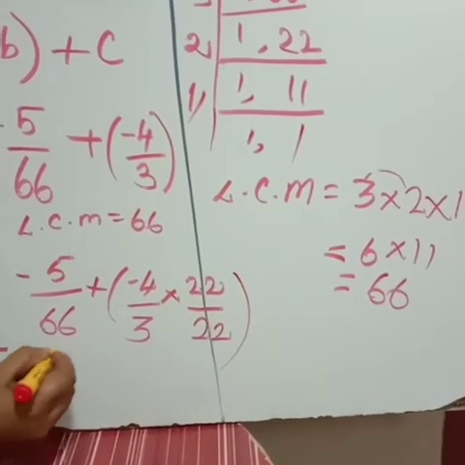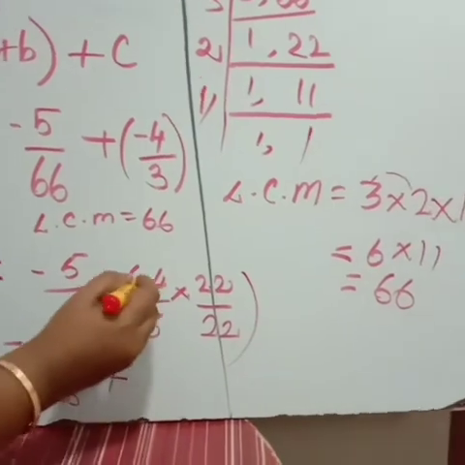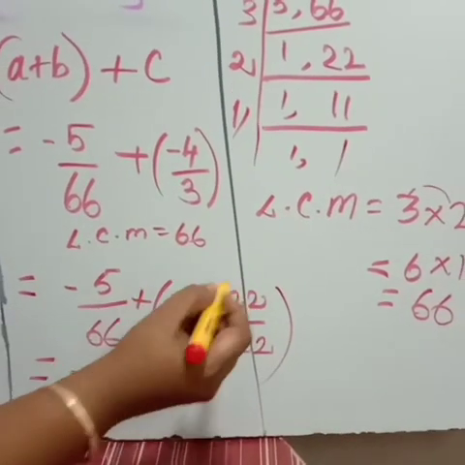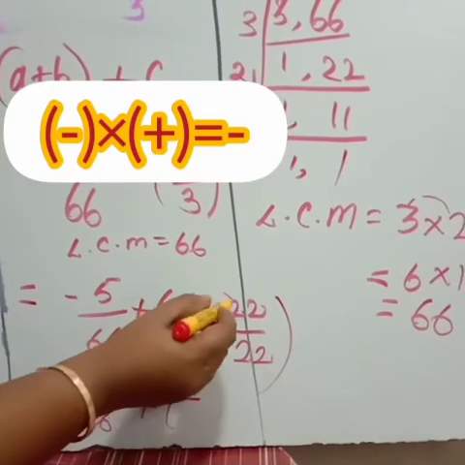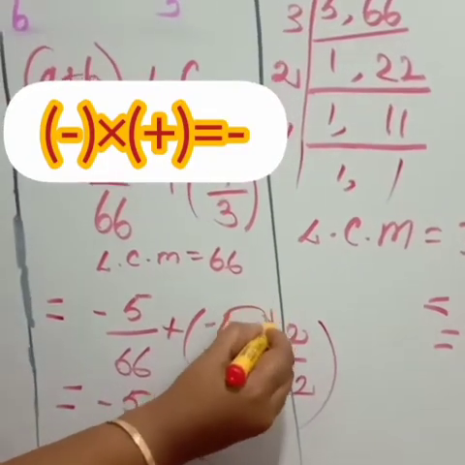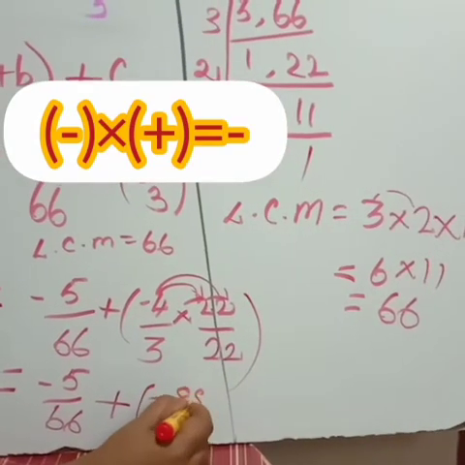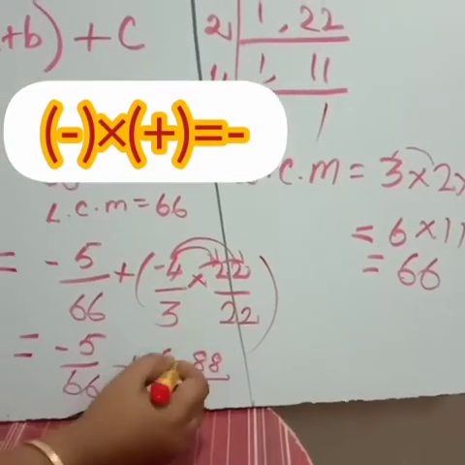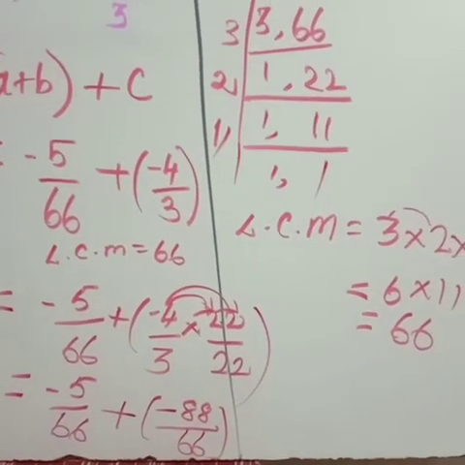So minus 5 divided by 66 plus. Minus into plus, yes, minus. So 22 fours are 4 twos are 8, again 4 twos are 8. So minus 88 divided by 22 into 3. Yes, 66. 22 into 3 is 66.